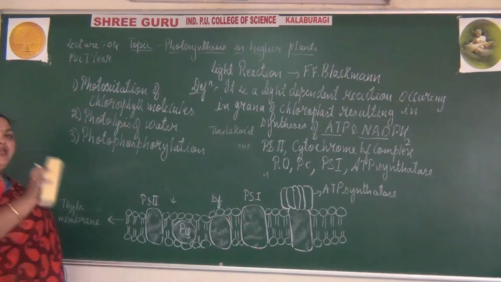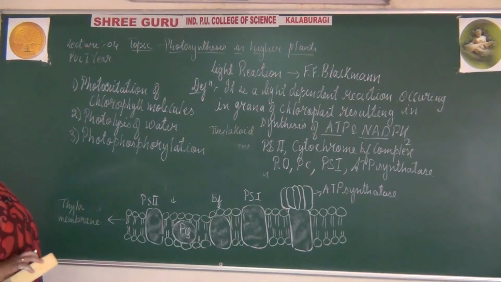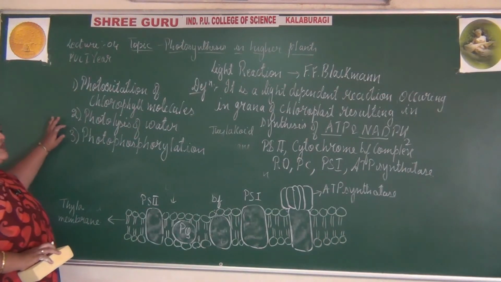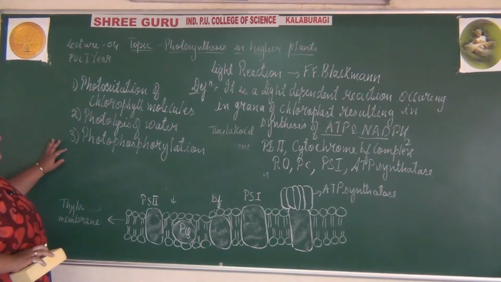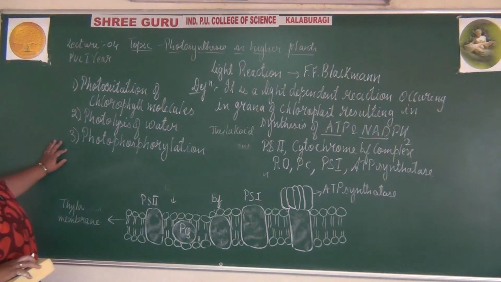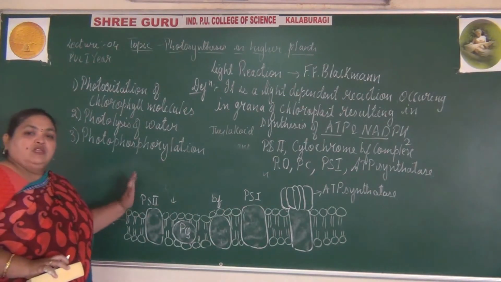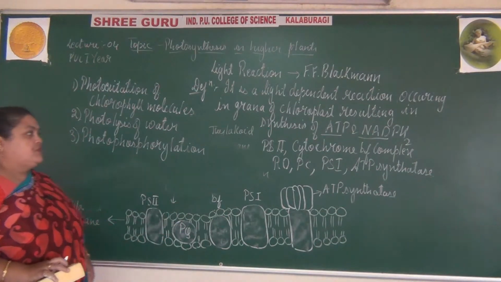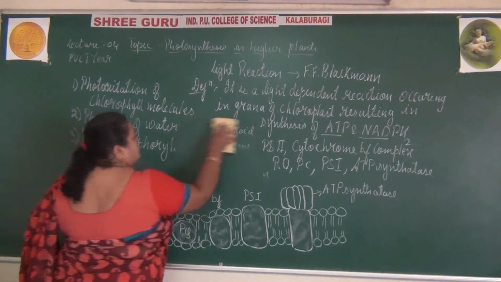So there are three main processes involved in the light reactions: photoexcitation of chlorophyll molecules, photolysis of water and photophosphorylation. But first we will try to know the photosystems, that is photosystem 1 and photosystem 2. So what is photosystem?